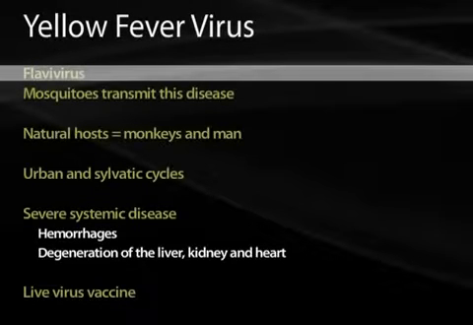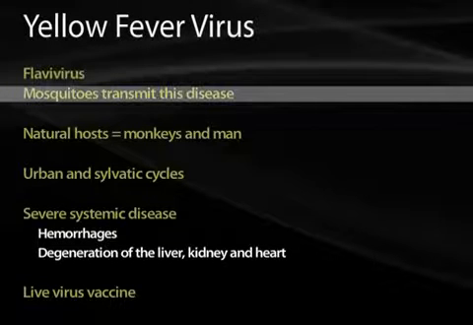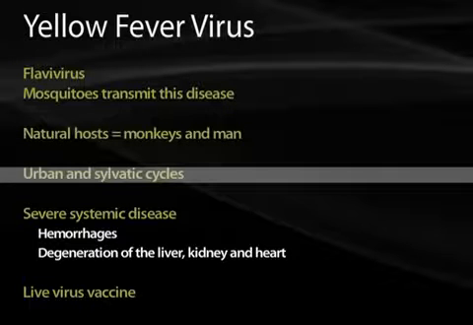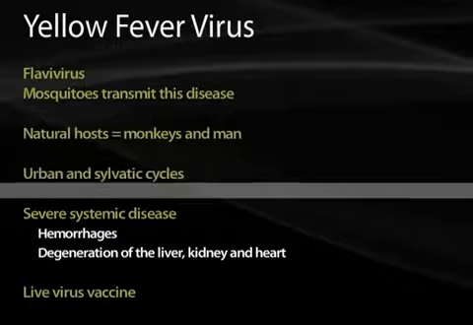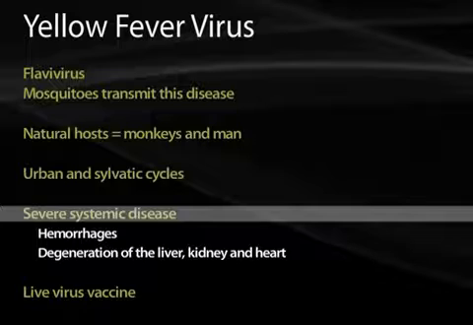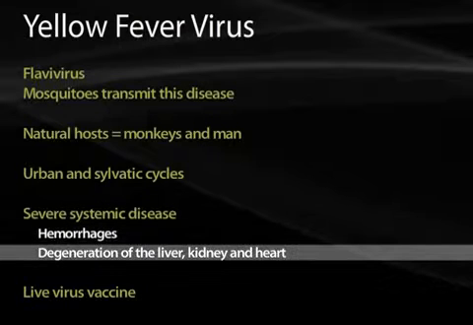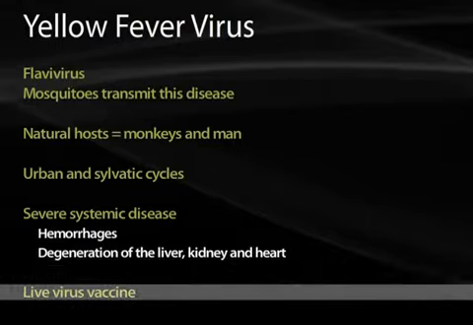Yellow fever virus is a flavivirus. Mosquitoes transmit this disease to humans. The natural hosts are monkeys and man. There are urban and sylvatic cycles that we talked about previously, and it causes a severe systemic disease. You can have hemorrhages, and you can have degeneration of the liver, kidney, and heart. There is a live virus vaccine that we give to people at high risk.